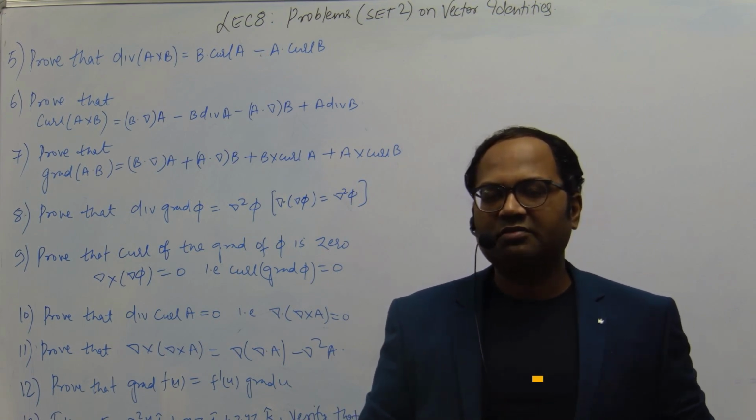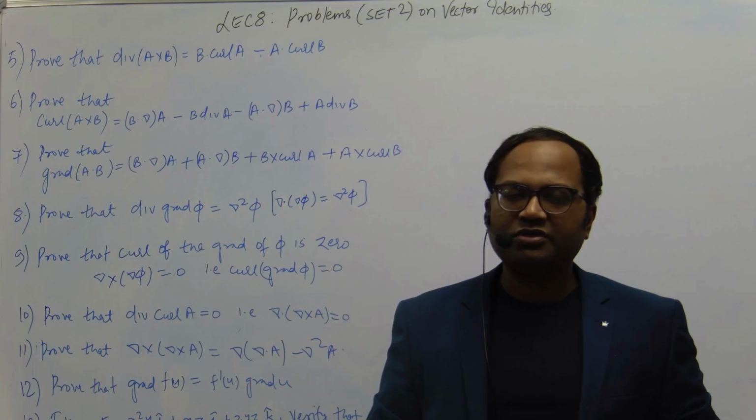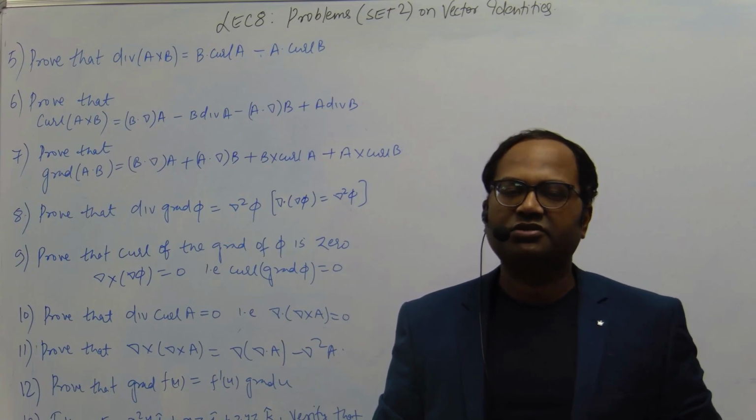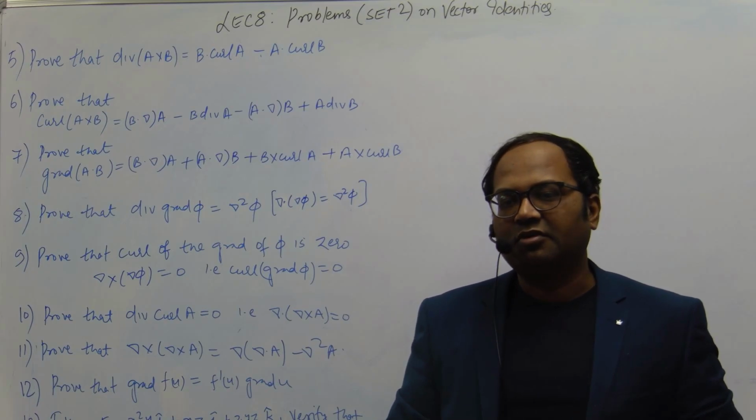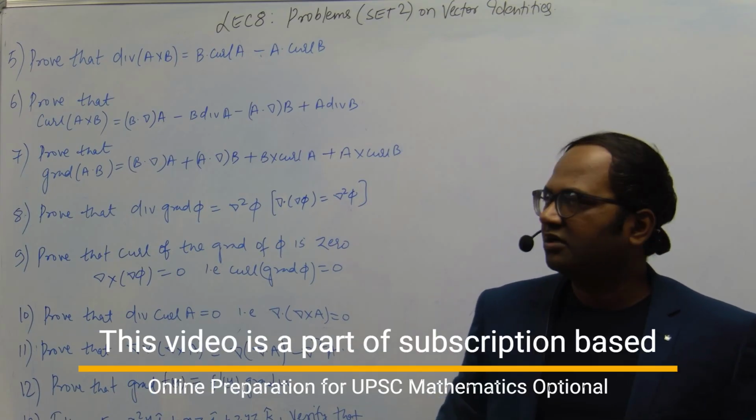In the last lecture we have discussed up to question number 4. So we will discuss question number 5 onwards in this particular lecture. So basically we are discussing the problems on the vector identities. So let's start our discussion.